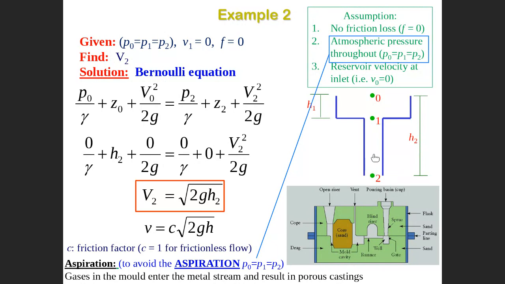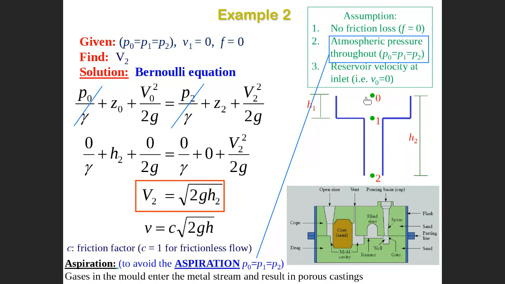And this can be done with the Bernoulli equation. If you apply the Bernoulli equation between point 0 and point 2, then in a very simple way, we can say that the pressure at 0 is equal to 0. The pressure at 2 is also equal to 0. Why? To avoid aspiration, pressure 0 equals pressure 1 equals pressure 2, so the pressure at 0 is 0 and the pressure at 2 is also 0, which is atmospheric pressure.